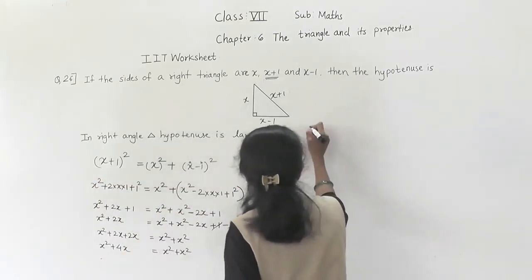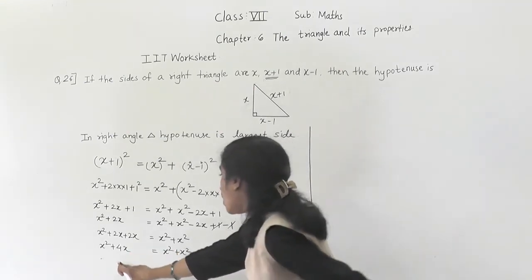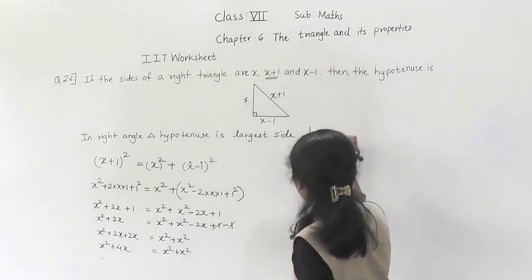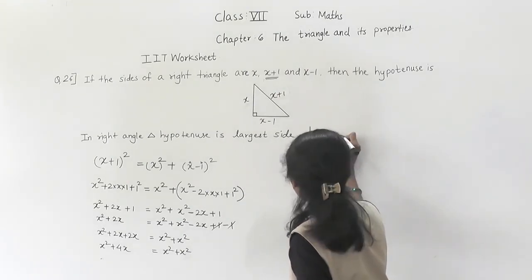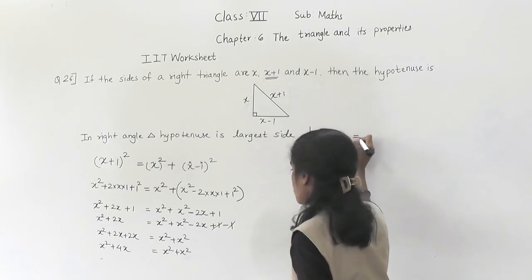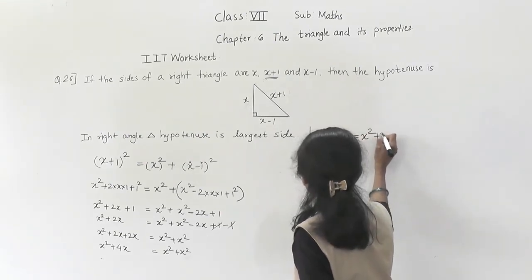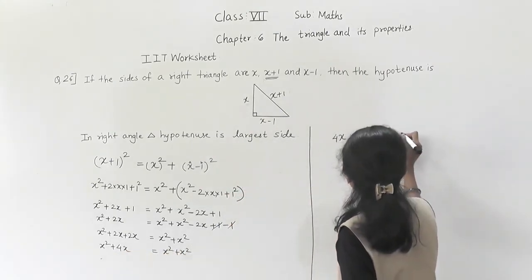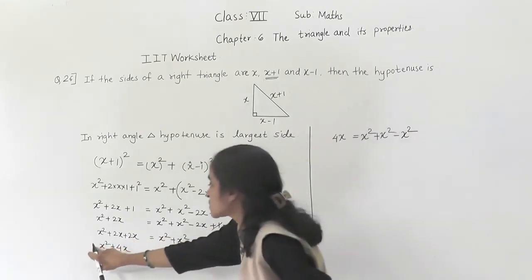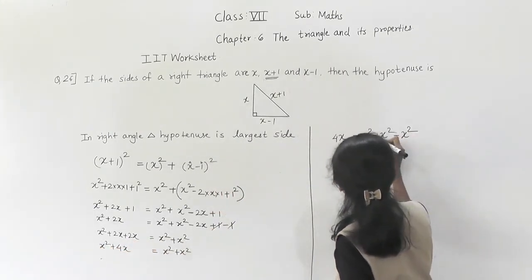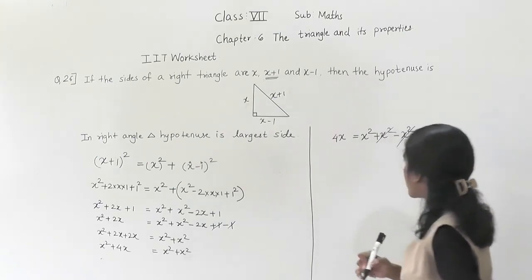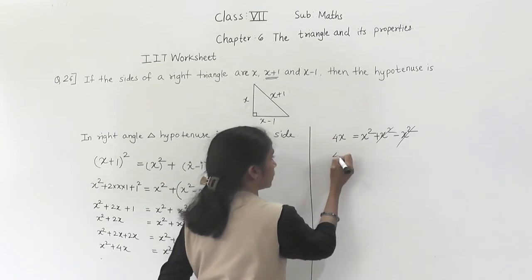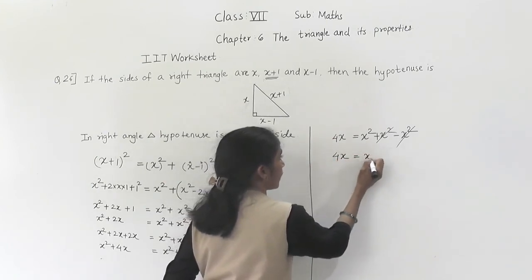See, now writing this side. Okay, now if you will see x square is here plus, if we transfer to this side, then it will become minus. So what will remain for that side? 4x is equal to x square plus x square as it is, this we are going to transfer to this side. So it is minus x square. This plus x square, if it comes to this side, then minus x square. Now plus x square and minus x square get cancelled. Now what remains here? 4x is equal to x square.